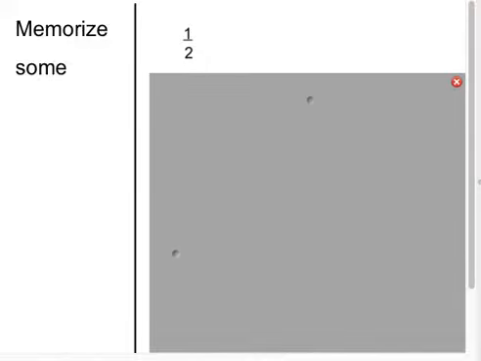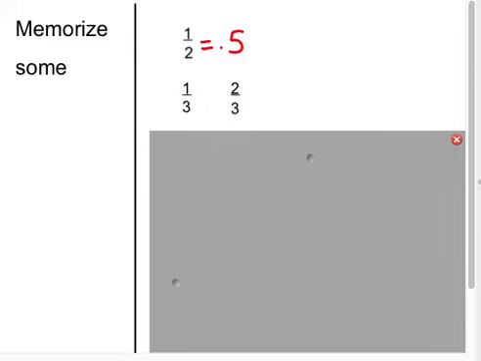It's a lot easier if you have some of your fractions just memorized. So for instance, 1/2. What would 1/2 be as a decimal? It's 0.5. Okay? 1/3. These are a little trickier. Well, 1/3 is 0.3 repeating. 2/3 would then be, it's doubling it, so it's 0.6 repeating.